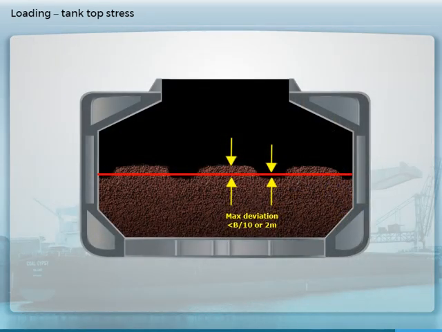At the end of the loading, the variation in height of an iron ore cargo should be within a distance of the ship's beam divided by 10 meters, or 2 meters, whichever is smaller.